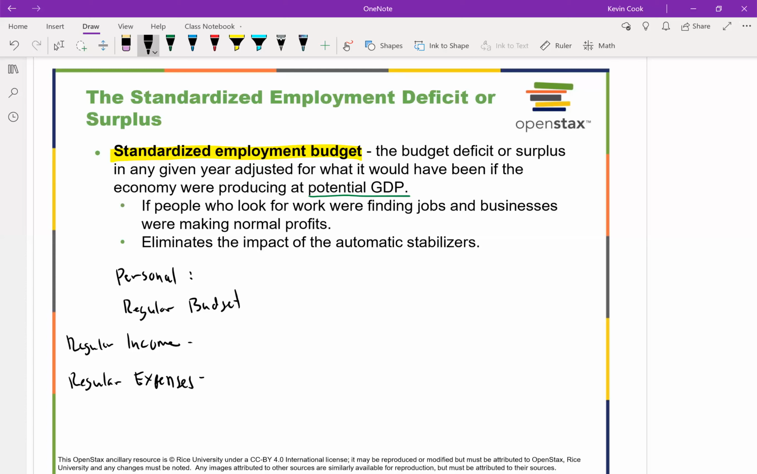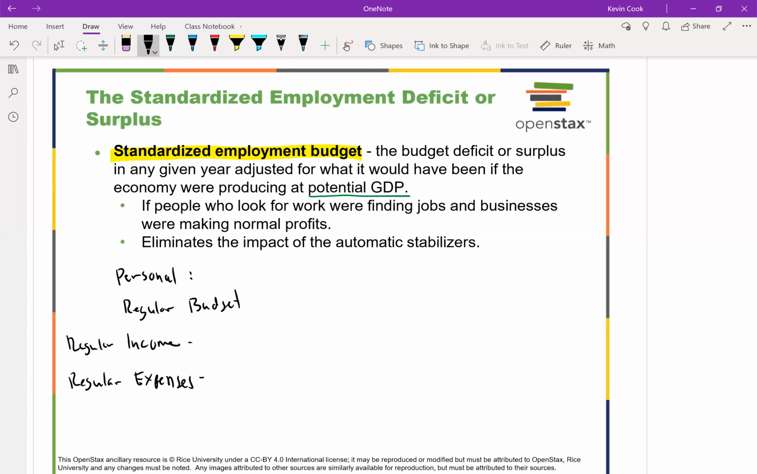So, taking that back to the standardized employment budget: what do things look like on a regular day when times are normal? That's what this is looking at. And this is a nice tool to look at for policy, because it helps us get a better long-term idea of where we're going and what certain policy will do.